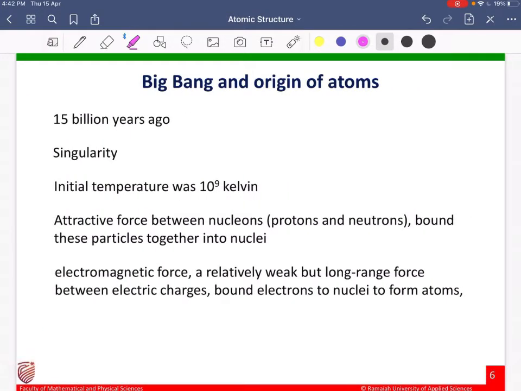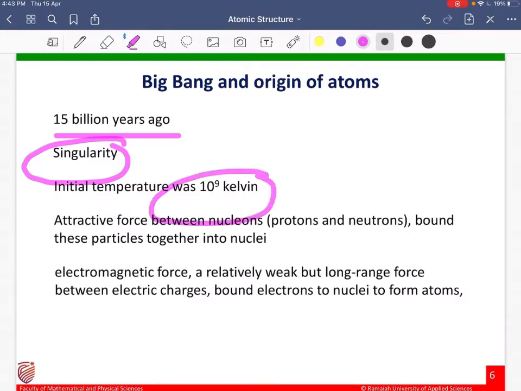We'll study the Big Bang theory and the origin of atoms. Scientists observe that the universe is expanding. Billions of years ago, the currently visible universe was concentrated into a point-like region called a singularity. Then the Big Bang happened, with an initial temperature immediately after the Big Bang of about 10^9 Kelvin.